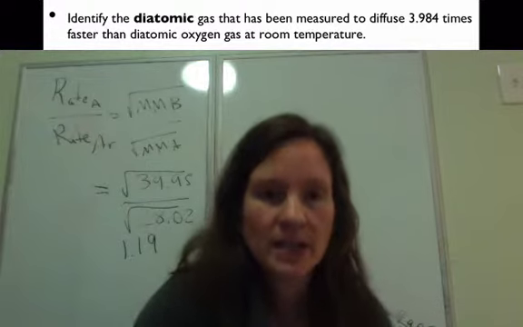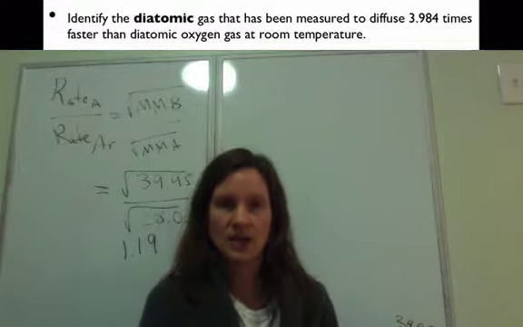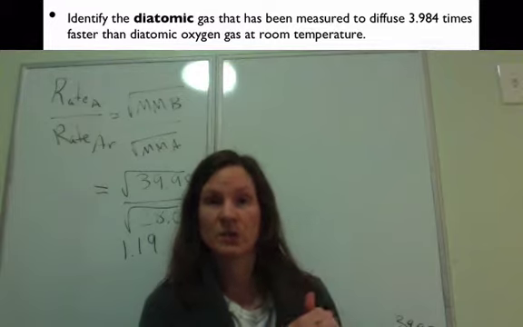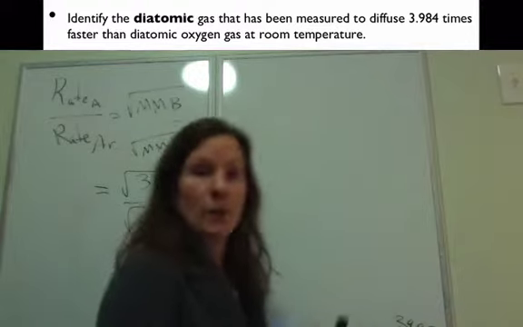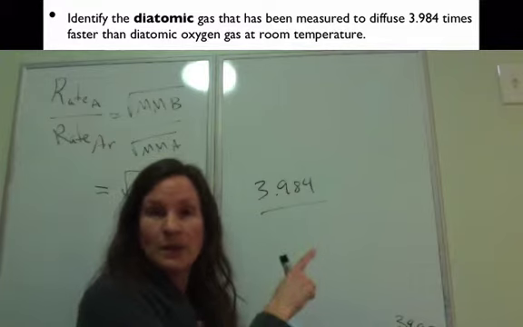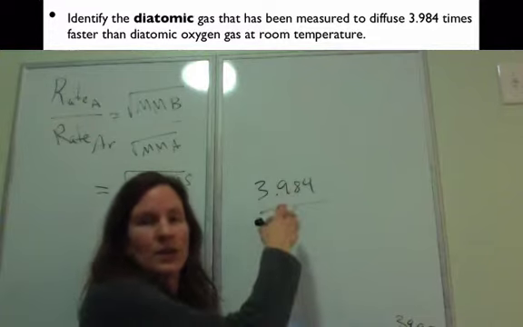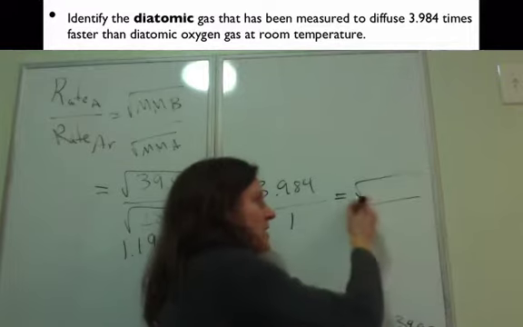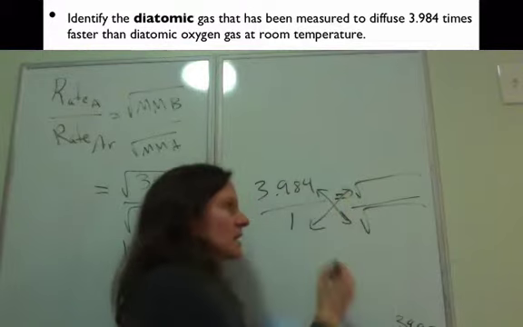The second problem: identify the diatomic gas that moves 3.984 times faster than oxygen. That 3.984 times faster is my rate relationship now. That is my rate of A, so I'm going to put that on top. And my rate of oxygen then is 1. That's your reference: you're 3.984 times faster than whatever your oxygen is. The only trick to this is to remember what the relationship is. They relate inversely, so diagonally.